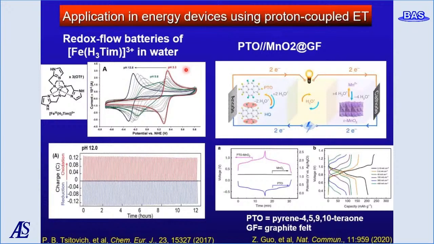The second example is pyrene tetrone, which is similar to quinone structures and shows proton-coupled electron transfer, and it is used as the anodic side, in combination with manganese dioxide reduction used as the cathode. These reactions take place in water and are significantly stable for repeated cycles.